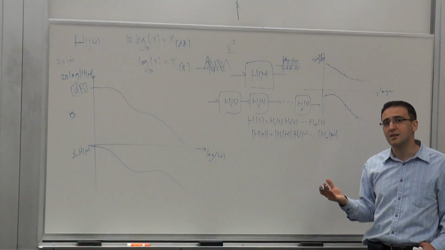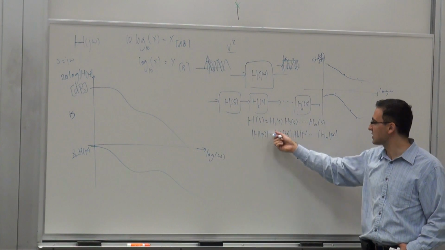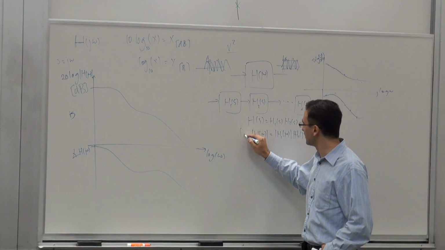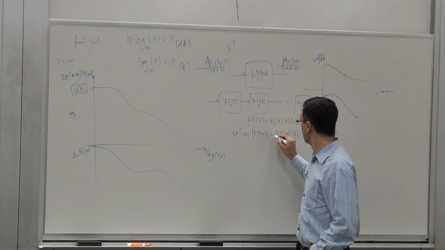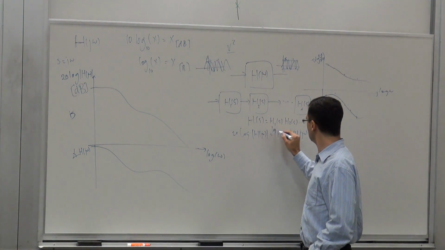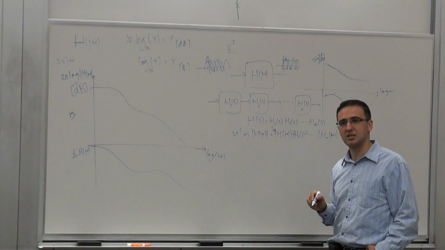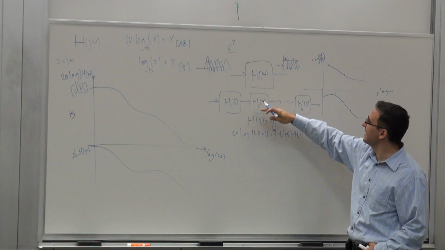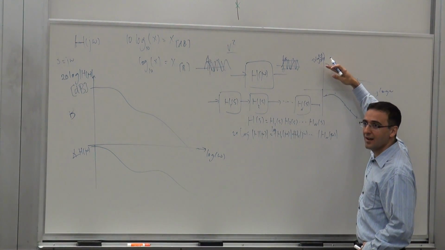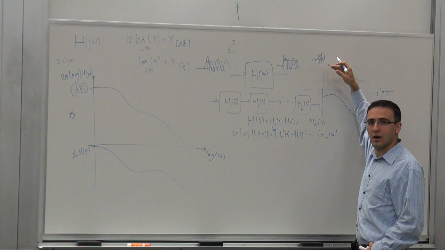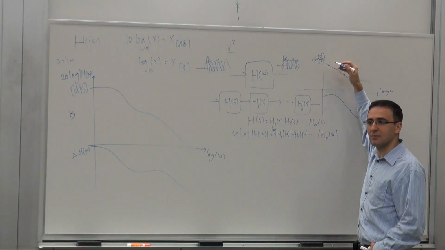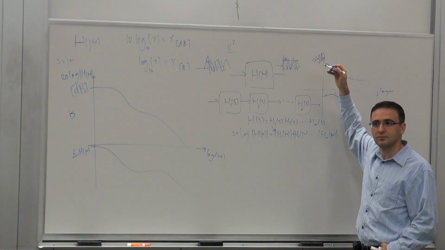Now, if you do a logarithm of this, what happens? Then it becomes a sum. The logs of these things, 20 logs of these things, would be added with the sum. So what it tells you is that if you have a cascaded system, you simply can add the magnitude parts of these to get the Bode plot of the magnitude response of the overall system.